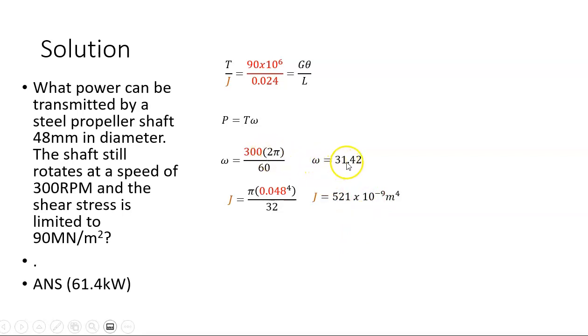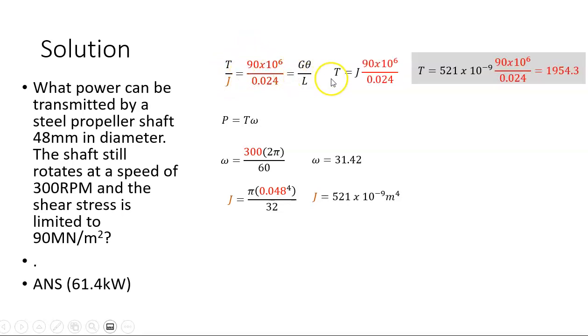Omega works out to be 31.42 radians per second. And if I look at this equation up here, so T over J, if I cross multiply by J, then the torque will be J times these values. So torque is J times those values. J was 521 by 10 to the power minus 9, and the shear stress was 90 by 10 to the power 6. The radius is 24 millimeters, which is 0.024 meters. That gave me a torque of 1954.3.